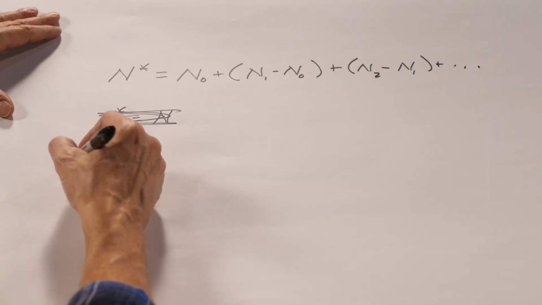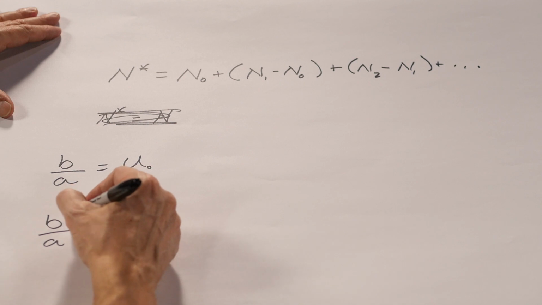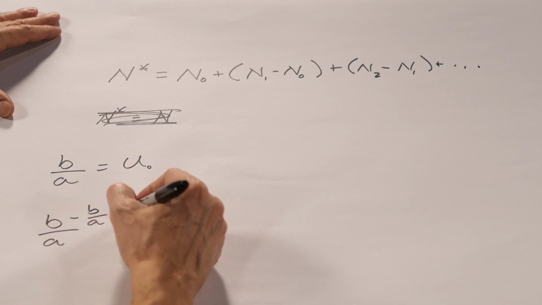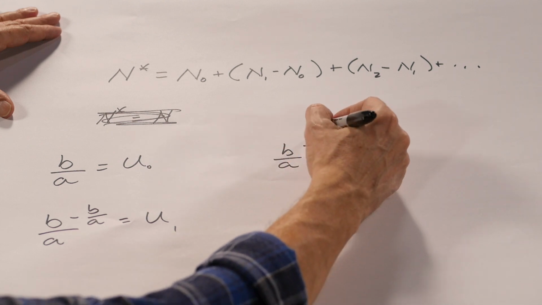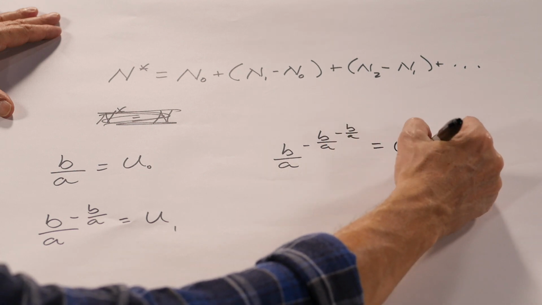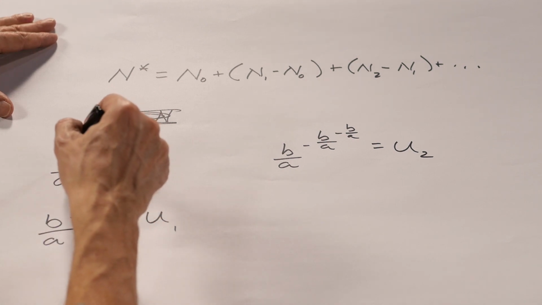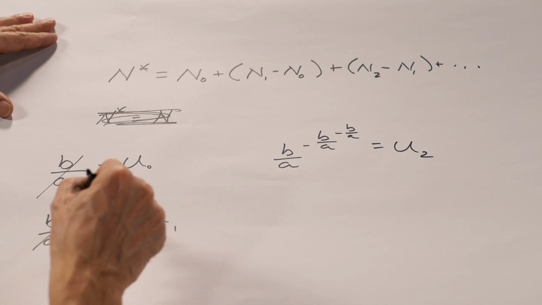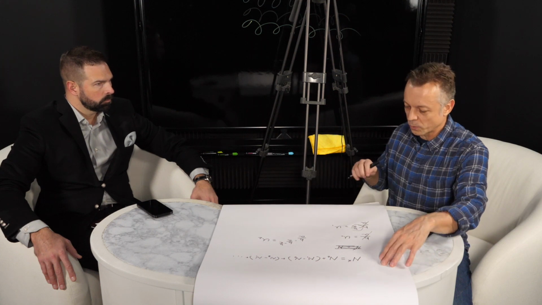With U, it's basically, so for U, we have B over A equals U initial, B over A minus B over A equals U1, B over A minus B over A minus B over A equals U2, so on and so forth. In a very similar manner, we would be removing that from here and just bringing this in, but because there's a minus sign, the equation could be done two different ways, and I'll go ahead and show that.